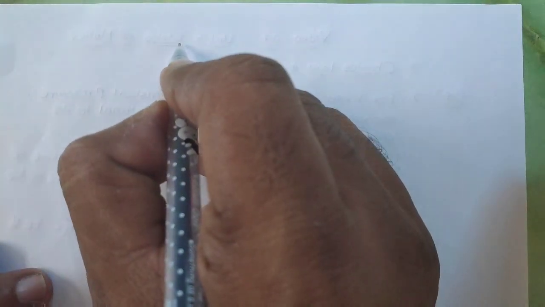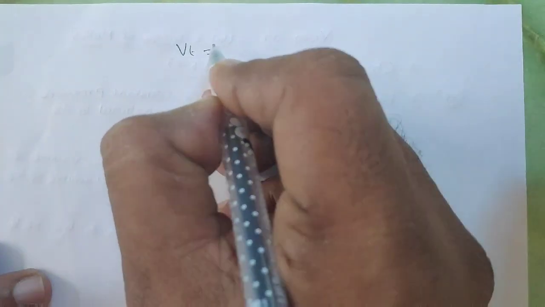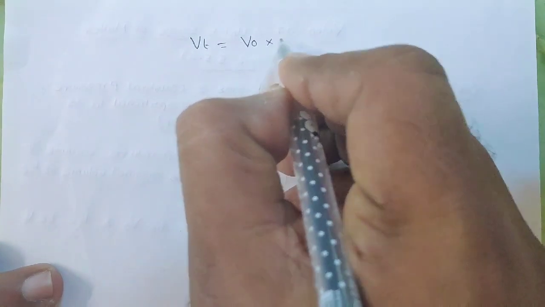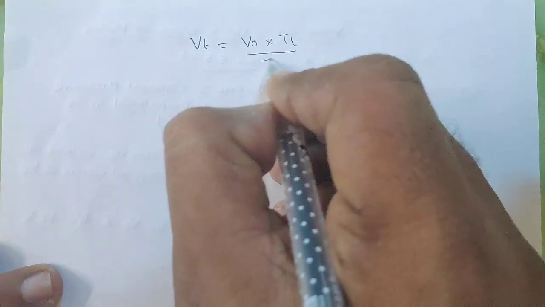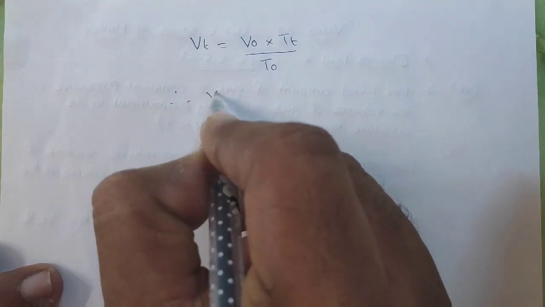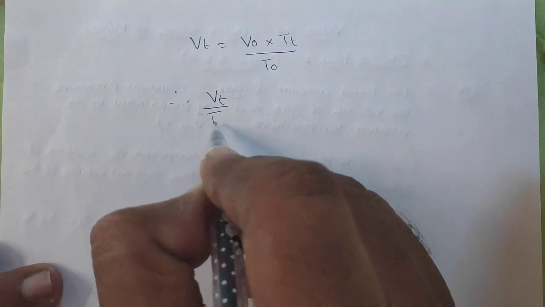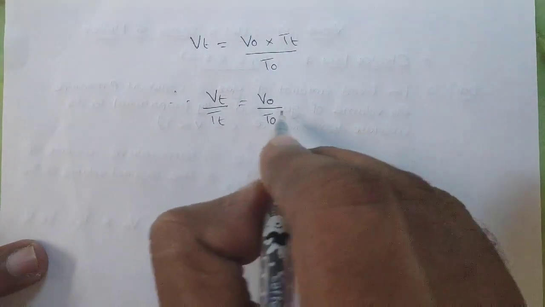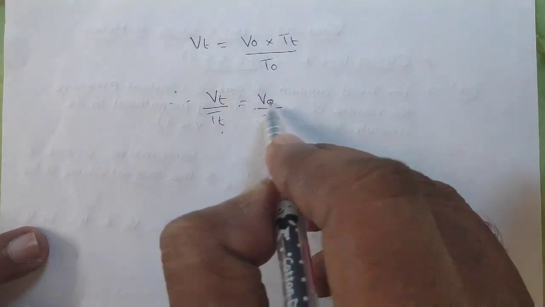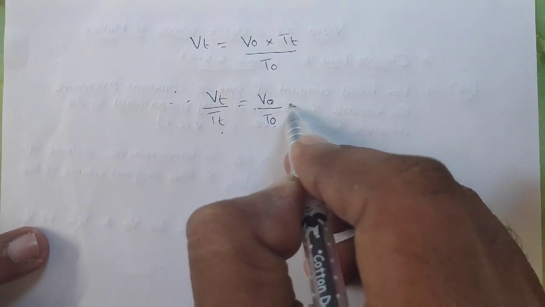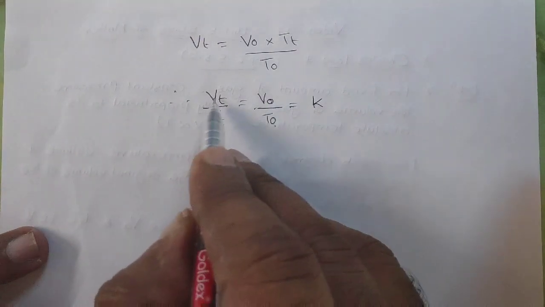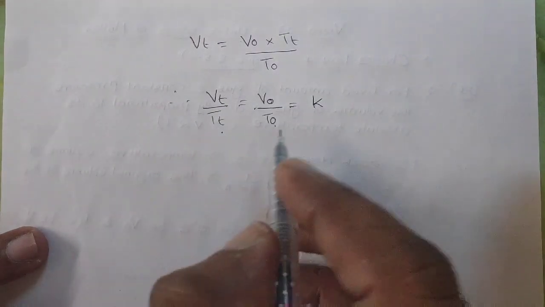Now the next part. What we wrote in the last step is Vt is equal to V0 into Tt by T0. Therefore I will rearrange this: Vt by Tt is equal to V0 by T0. Now Vt by Tt is equal to V0 by T0, which is equal to K, a constant, because the initial value and final value ratio will be constant in this case.